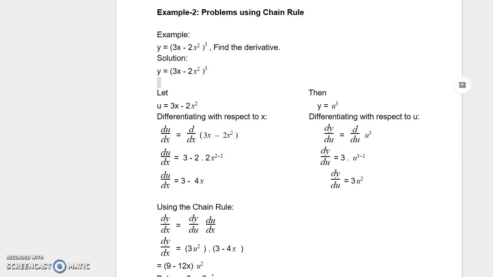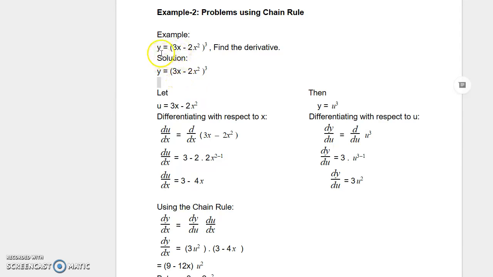Welcome to my presentation. This presentation is part of the playlist The Chain Rule. In this presentation, we will be solving problems using the chain rule. Let us look at some example problems.